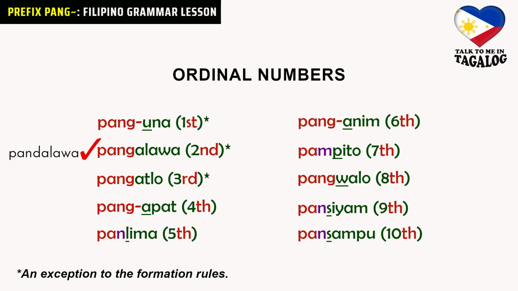Next, instead of pandalawa, we say pangalawa for second. And instead of pantatlo, we say pangatlo for third. The rest of the Tagalog ordinal numbers follow the set rules. Pang-apat. Fourth. Panlima. Fifth. Pang-anim. Sixth. Pampito. Seventh. Pangwalo. Eighth.